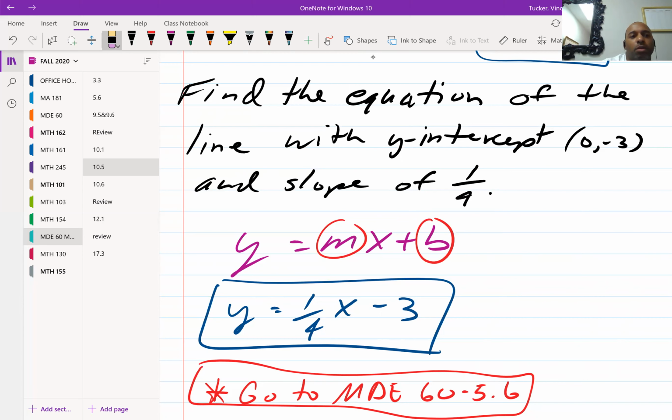All right, so we're gonna take 1/4, plug it in where we see m, take that -3 because that's our y-intercept, plug it in where you see b. And that is our equation.